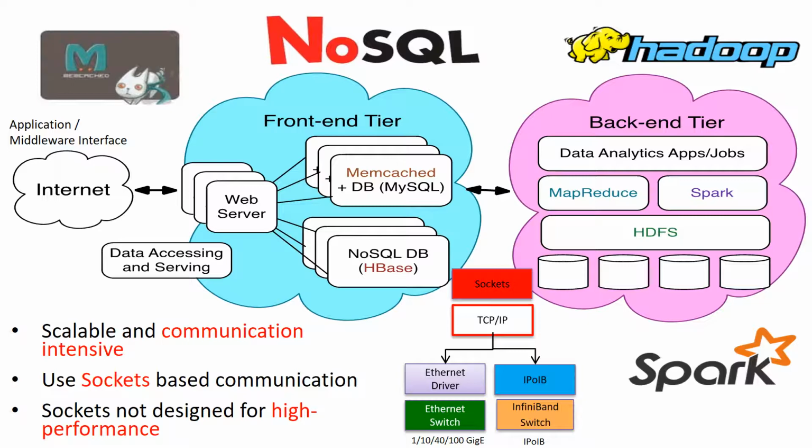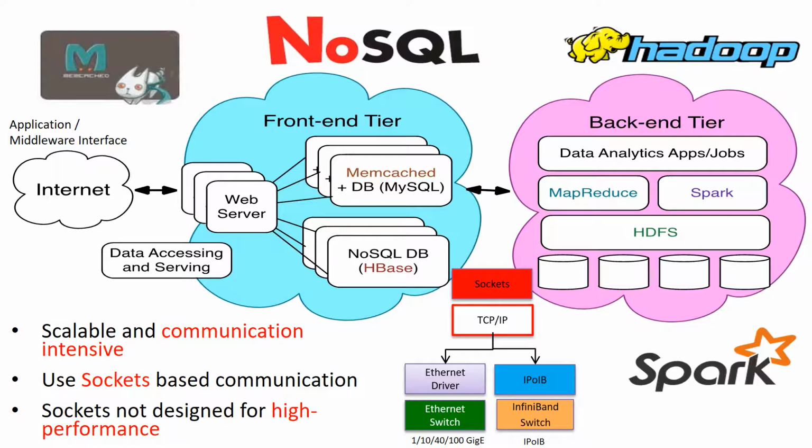So now the question arises, how do we actually process this data? Here is a quick overview of a multi-tier data center. In the front-end tier, components like Memcached or HBase are used to carry out database operations. And in the back-end tier, we have components like Hadoop MapReduce and Spark, together with HDFS kind of operations taking place.